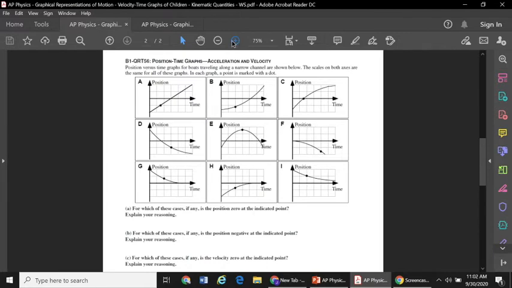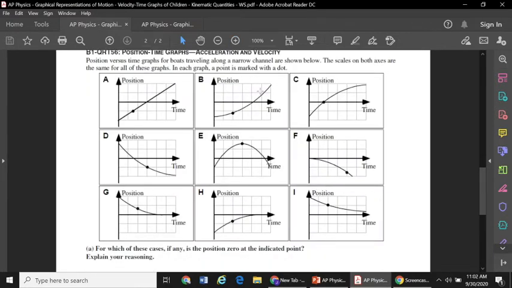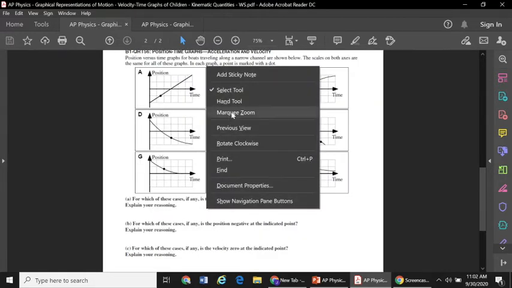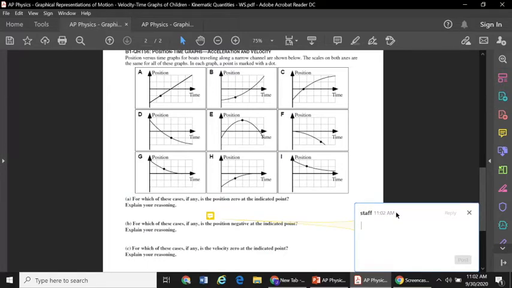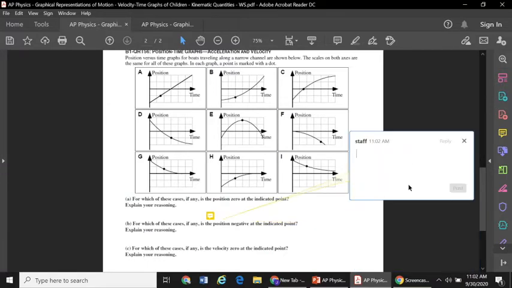Okay, so for this question, it says, for which of these cases is the position 0 at the indicated point? This question, I think, is pretty simple. They're asking you when the position is zero at the indicated point. So the question is, for a position versus time graph, how do you determine the position? And that's the easiest question of them all, because you just read it off the graph. So the answer here is point C.